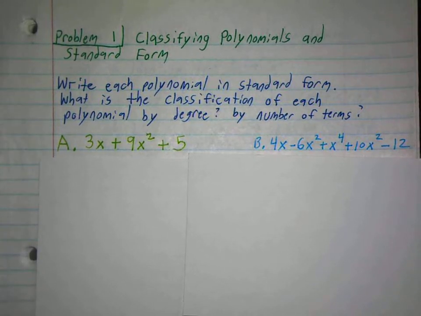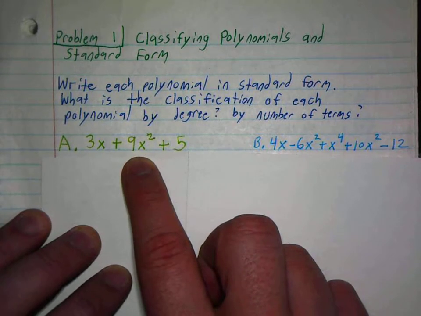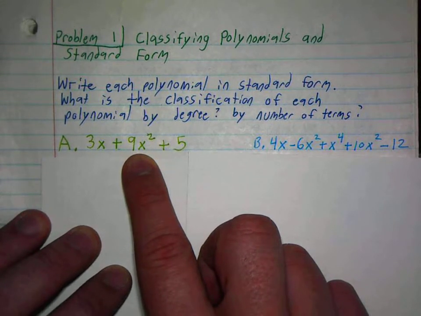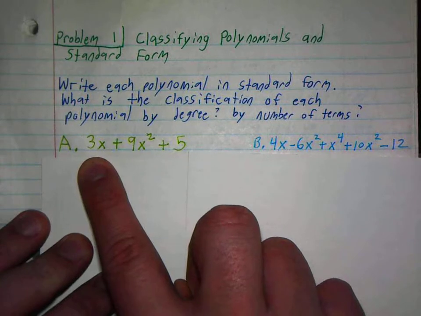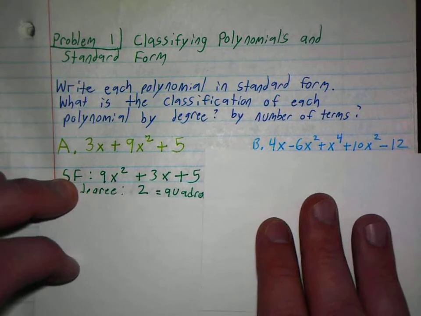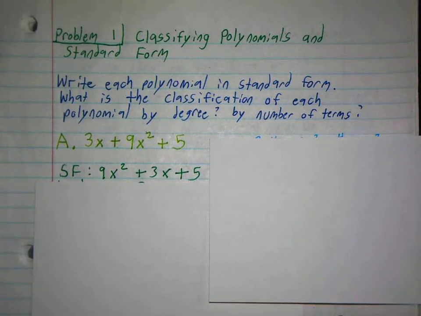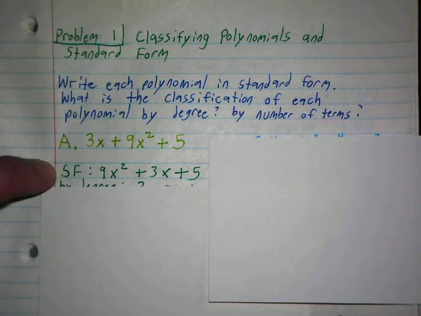First one, there are no like terms. 3x plus 9x squared plus 5. None of them are alike, but I could put them in standard form, which means from the highest degree to lowest. The highest degree is 9x squared, and then my next highest would be 3x, and then my constant is 5. Alright? So that's in standard form. That's why maybe in my homework or on my quiz I put SF. Standard form. Most people would know that SF stood for standard form.